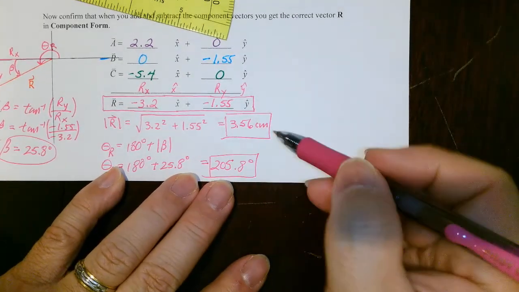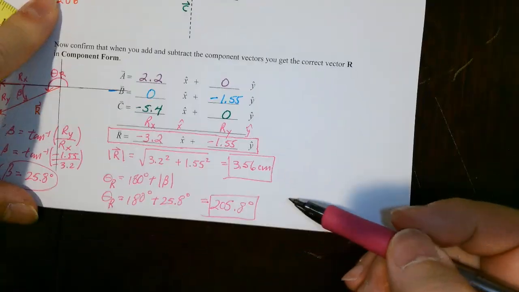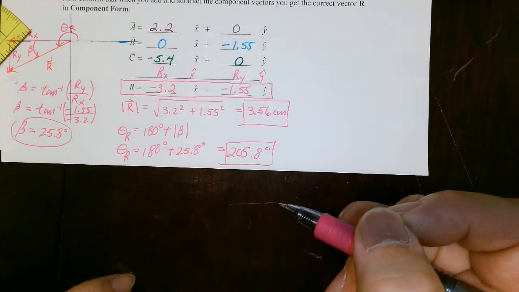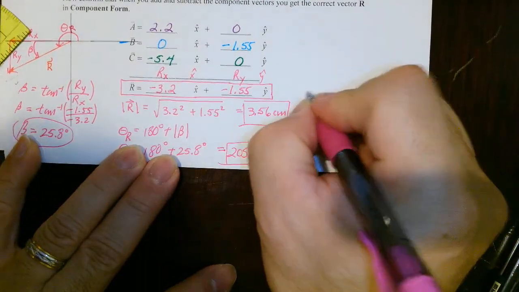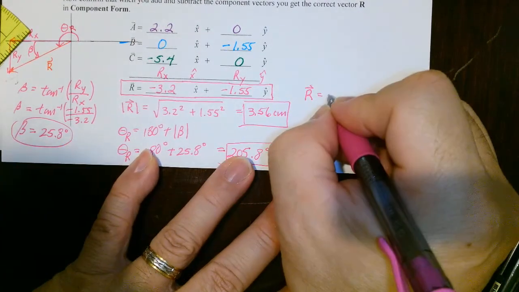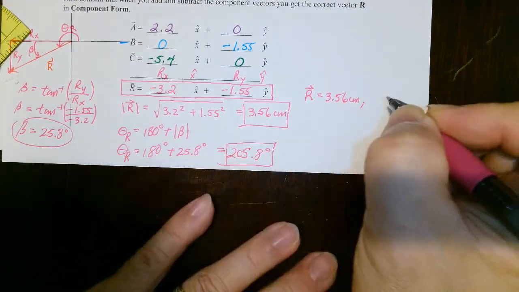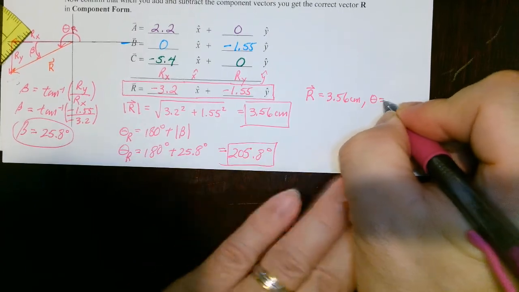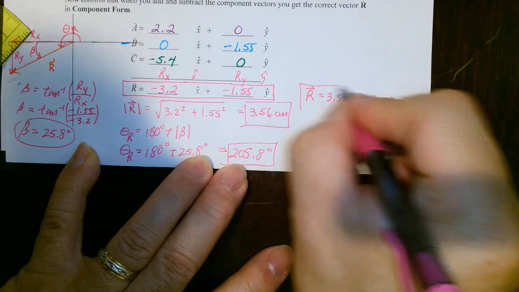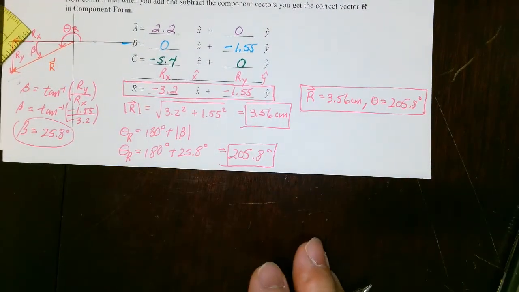Usually this goes a lot more wrong than this, because you have to really draw this thing precisely to get the same values. But our drawing looks pretty good here, right? So now you can represent your r vector in a polar system as 3.56 centimeters, comma, theta equal to 205.8 degrees. So now you have both Cartesian and polar representation of my resultant vector.